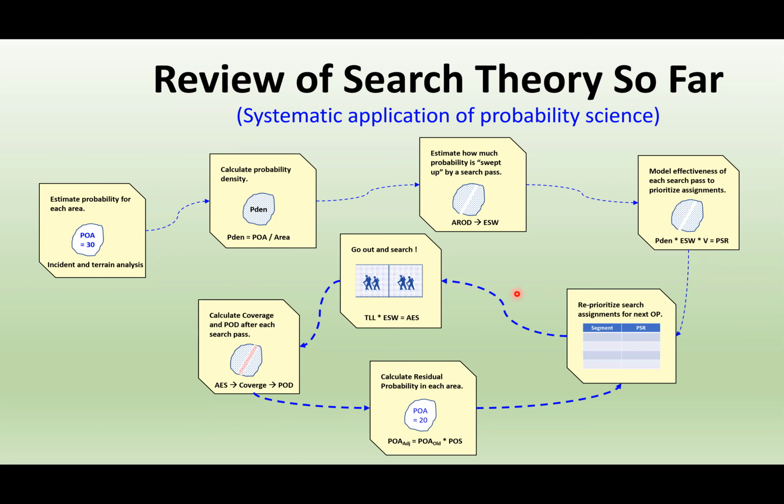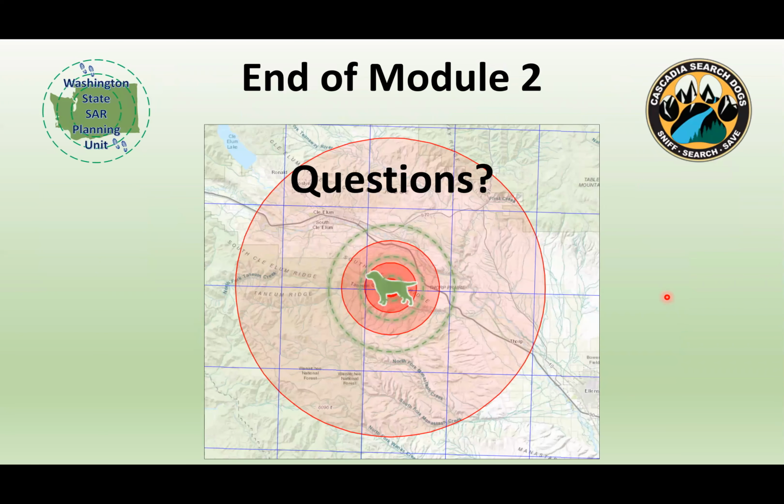Then we saw how sweep width combined with track line length or the length of travel of a search team would allow us to go through area effectively swept and calculate the percent coverage and then calculate POD and use that POD as a measure of how much probability has been searched out of an area so that we could calculate the residual probability in each search region or search segment, and then feed that picture back to reprioritize assignments for the next operational period. All right, so that's the summary of the material that we've gone through tonight.